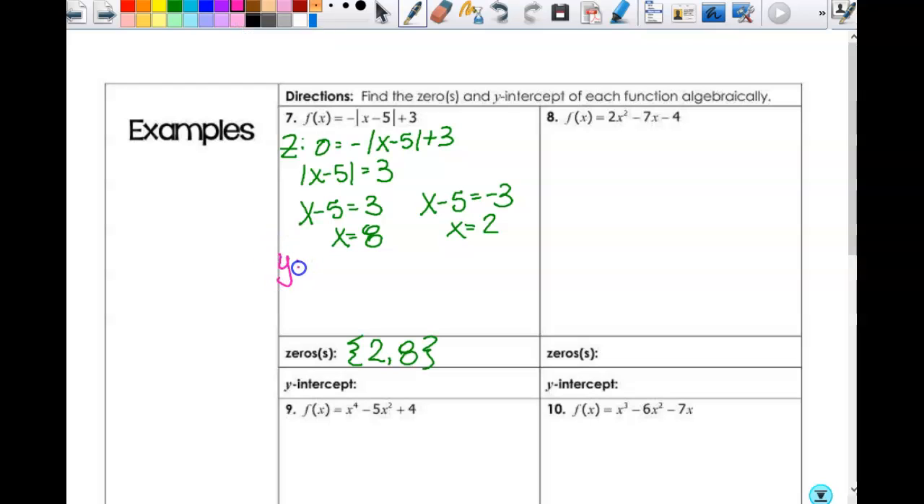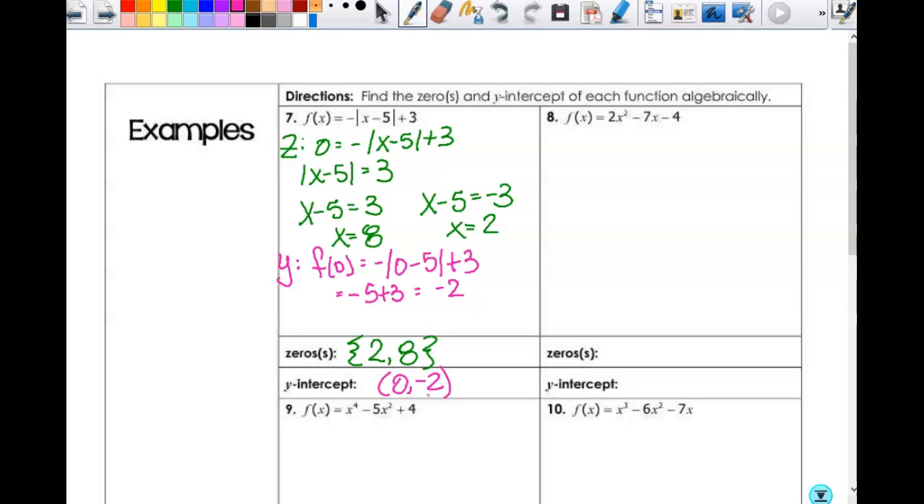The y-intercept, that means, so that equals negative absolute value of x, oops, x is 0. 0 minus 5 plus 3. So 0 minus 5 is negative 5. The negative sign here. Negative 5 plus 3, which is negative 2. So what do I write here? 0, it says intercept, right? So that's in order. Everybody okay with that? Okay, any questions?